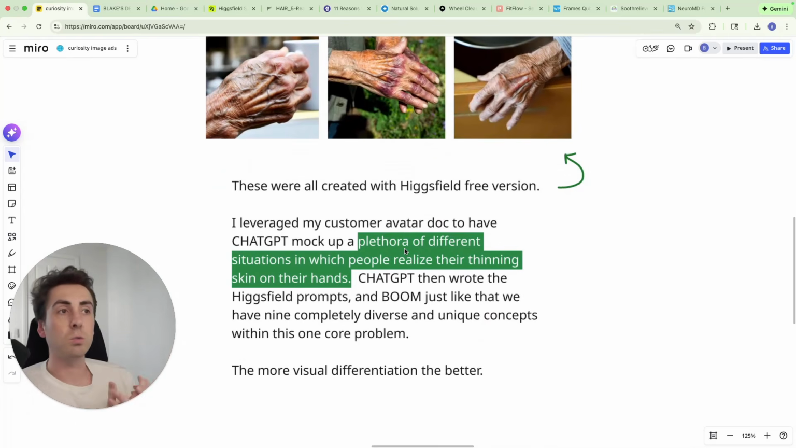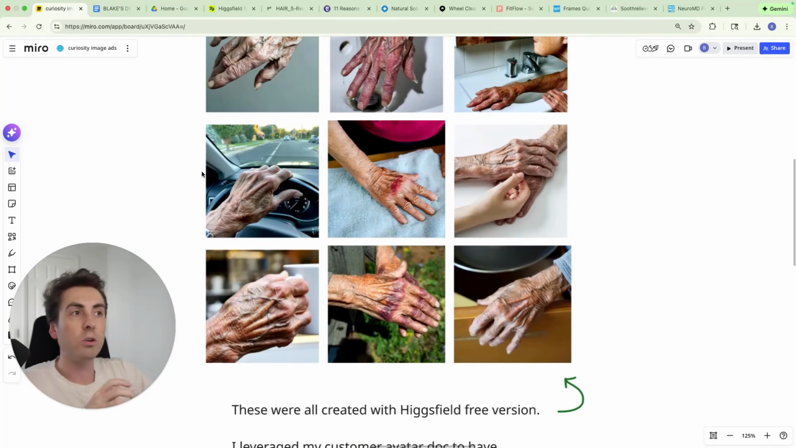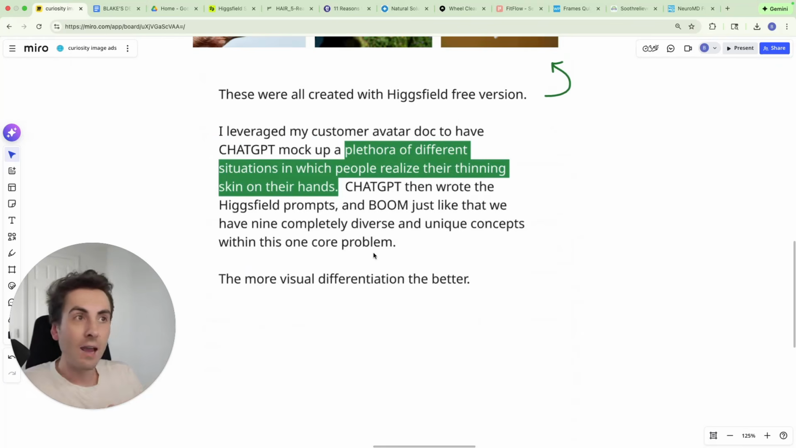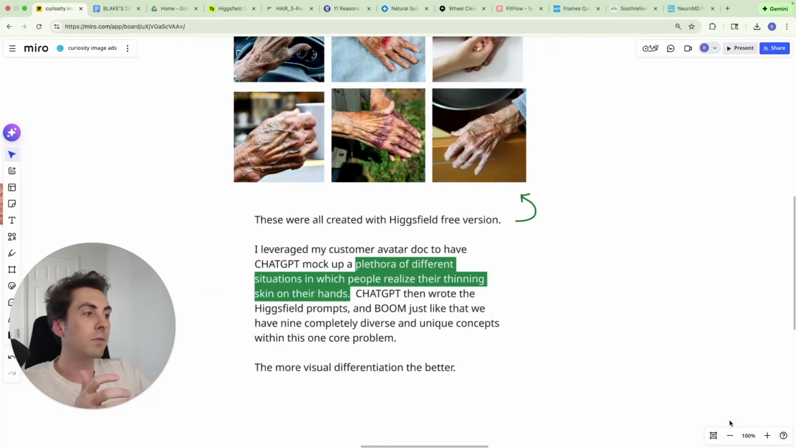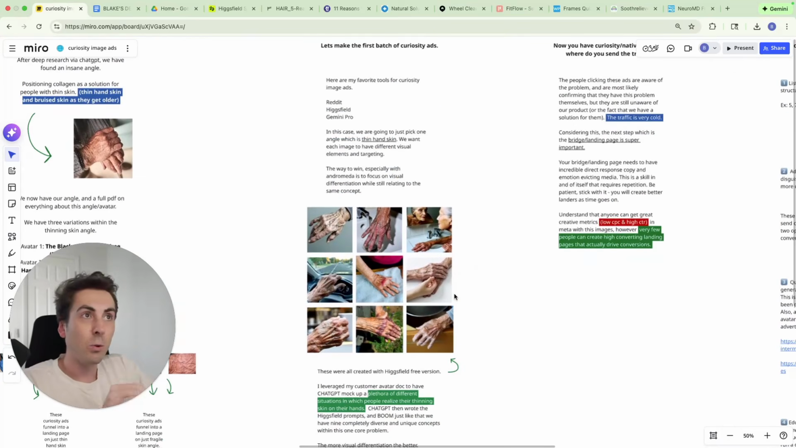But I just leveraged what I knew about my customer avatar to have ChatGPT mock up a bunch of different situations where people realize they're thinning skin on their hands, right? Now I have 15 different situations, which is gardening, opening a drawer, driving your car. And these are ultra relatable for a lot of people. Now we take those prompts and boom, we have 9 different diverse creatives that give me a very high chance of having solid creatives that get amazing metrics in the ad account. So now we have winning ads.